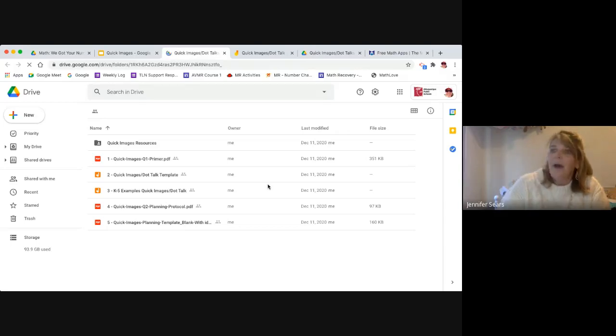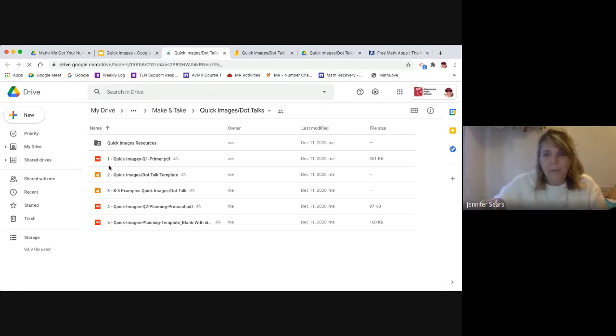The very first one that has a number 1 in front of it is the actual directions. How does this work? How would you go about doing this? You got to see the demo, and this gives you more of a written format of how you will do that. Number 2 is the template that we used. If you're introducing it in Google Slides to your kids, it shows what you're going to do, that first flash, what the students are going to draw or see, that confirm, and then the sharing of the strategies.